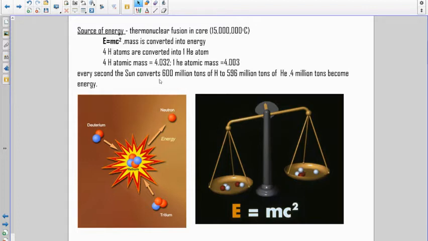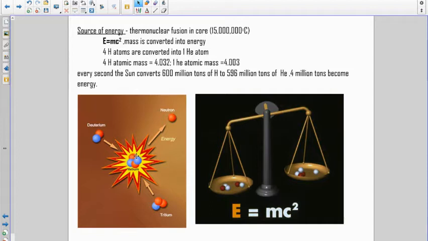Again, not something that you need to know, but every second of every day, 600 million tons of hydrogen are converted to 596 million tons of helium. That means that the sun loses 4 million tons of mass every second of every day. And it's been losing that amount of mass for the last 4.5 billion years. And it will continue to lose that amount of mass for the next 4.5 billion years. That's just a huge amount of mass. And that mass, again, becomes energy according to this formula right here.